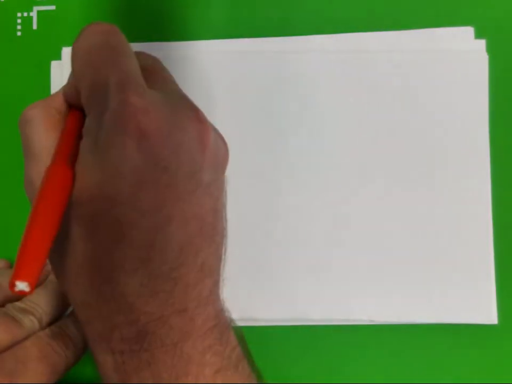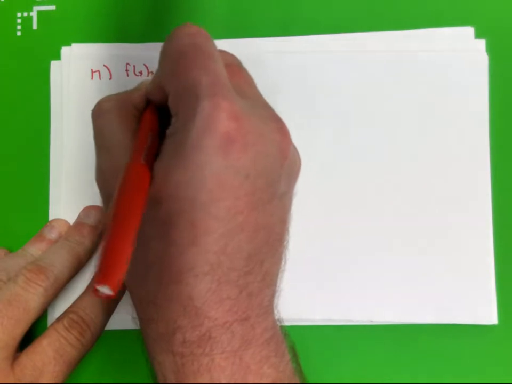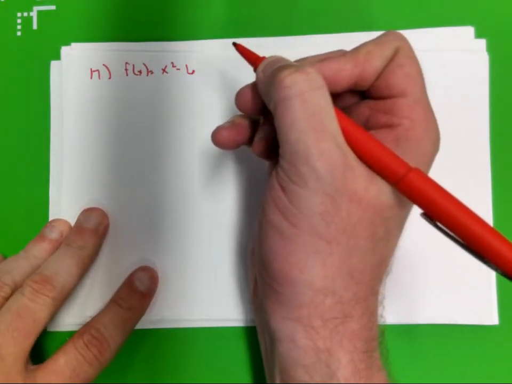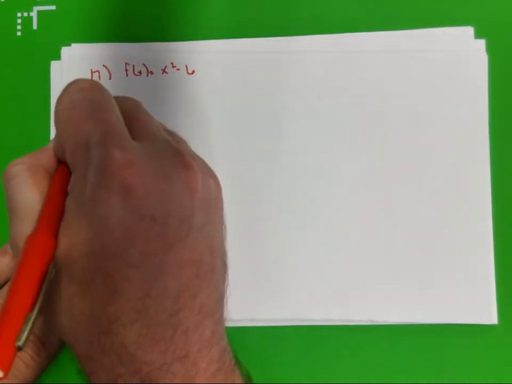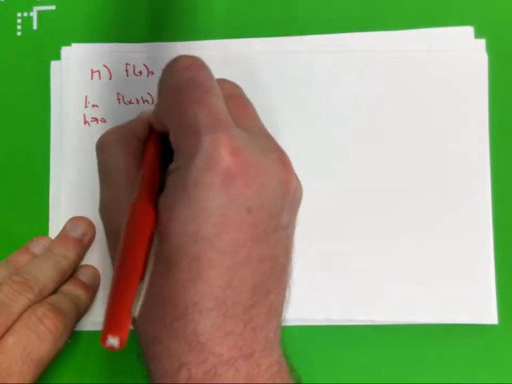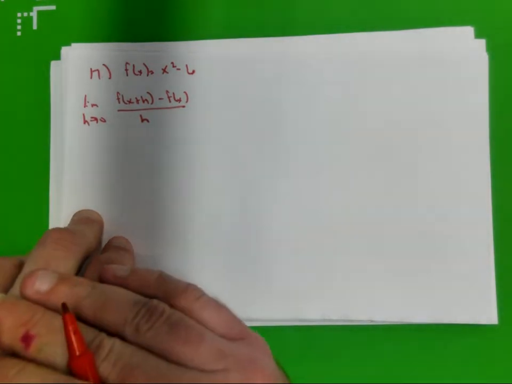Number 17. f of x equals x squared minus 6. Alright, we're going to find the derivative first. The limit as h approaches 0 of f of x plus h minus f of x, all over h. I'm not going to give you this formula on the test, so you've got to know this by heart.